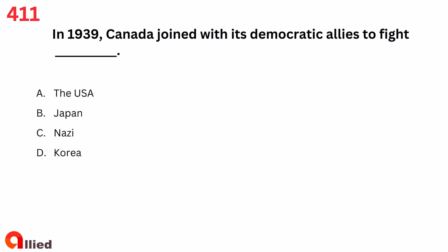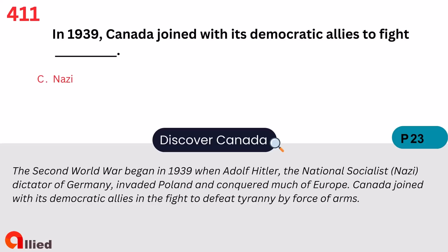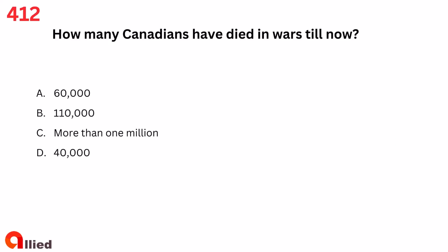Question 411. In 1939, Canada joined with its democratic allies to fight A. The USA. B. Japan. C. Nazi. D. Korea. The answer is C. Nazi.